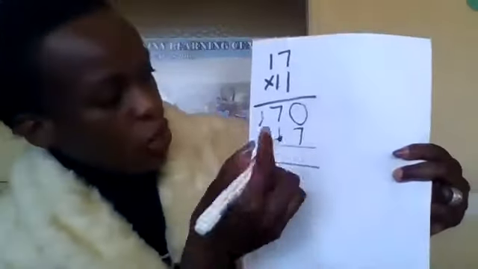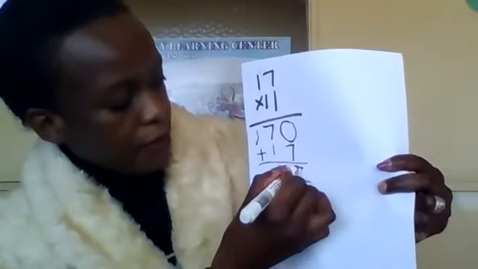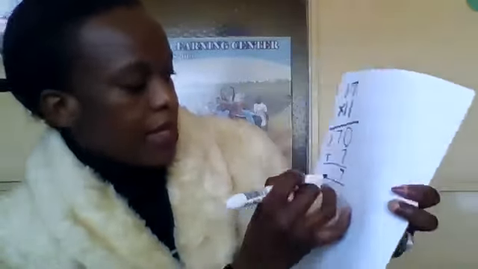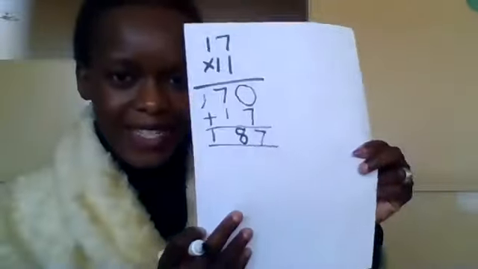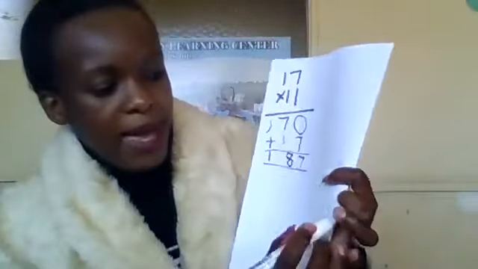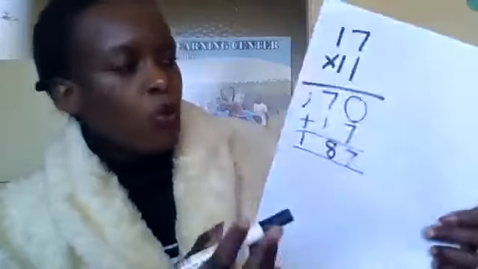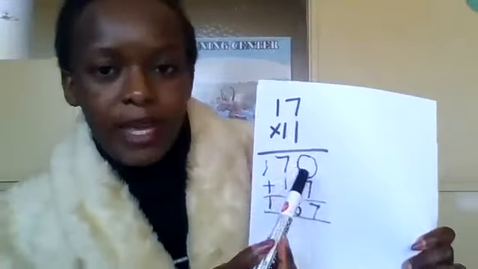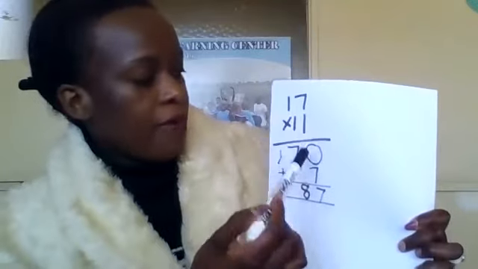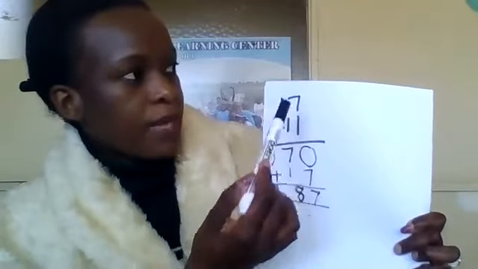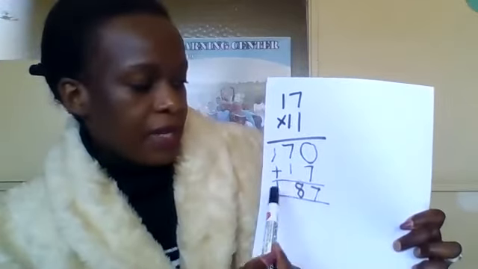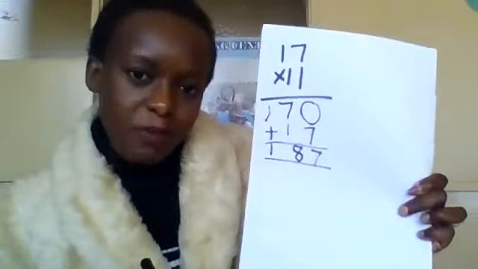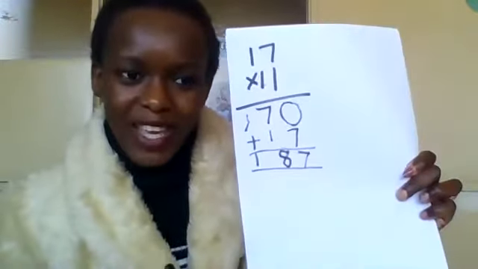This is how we do it. So we say 0 plus 7, 7. 7 plus 1, that's an 8. Then 1 plus 0, 1. You get your answer: 187. This is how you multiply by 2 digits, okay? So you put down a 0 as a placeholder, then you multiply by 1: 1 times 7, 7; 1 times 1, 1. Then 170 plus 17, you add. This is how we multiply by 2 digits. I hope you managed to get that one.